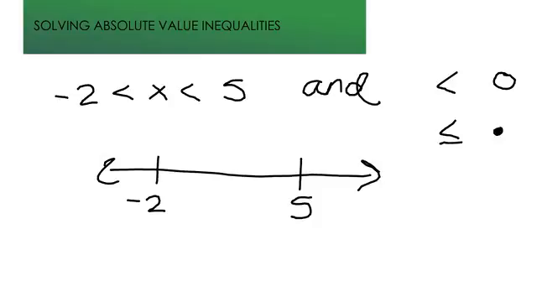So what I'm going to do is make an open circle here and one here, and then show that the x is in between -2 and 5, or it is greater than -2 and it's less than 5. Okay? All the values in between have to be true for both of the situations, -2 and 5. Okay, let's do another one.